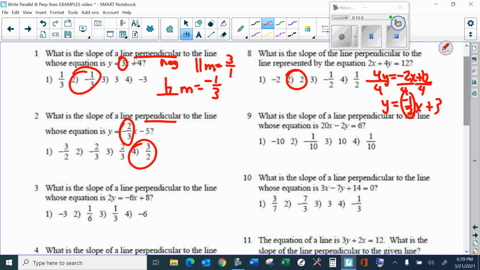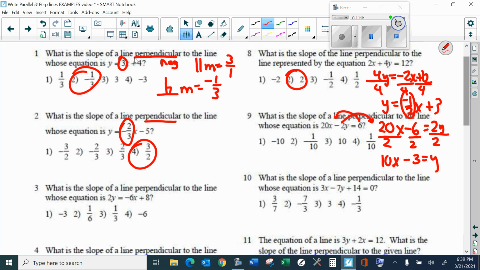What's the slope of the line perpendicular? Again, negative reciprocal. I've got to solve for y first. I'm going to add the 2y across. Why? Because it's negative. I don't want to have to divide by a negative, so I'm going to add it across and then subtract the 6 across. You've got to be smart. Make it easier for yourself. And then divide by 2 on each term, so 10x minus 3 equals y.